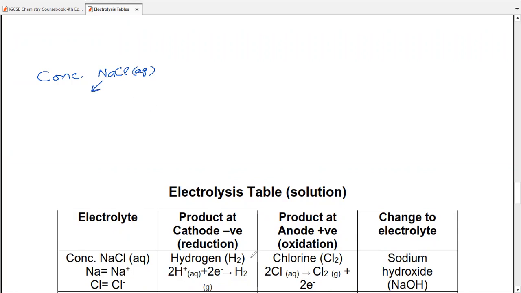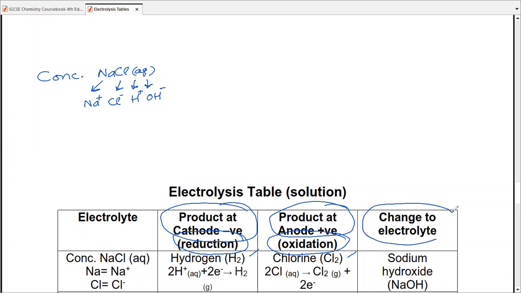Instead of starting off writing the answers to the questions, the first thing you should do is to make 4 ions out of the system. The aqueous is always going to form H positive and OH negative ion. Whatever ions the salt forms, write those ions over here. Now, there are only 3 more columns to the table: the product at cathode or negative electrode, which usually forms after reduction, the product at anode or the positive electrode, which usually forms by oxidation, and the change to electrolyte. This time, the change to electrolyte is not going to be simple. This is going to be a little bit difficult this time.